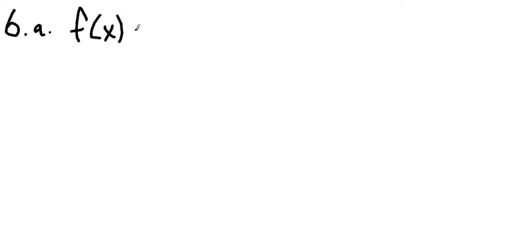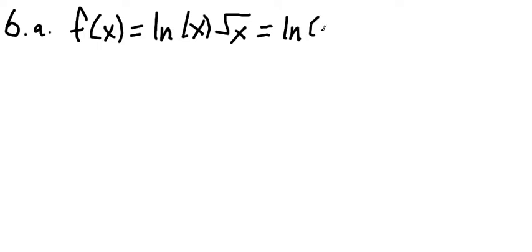So 6a gives us f of x is equal to the natural log of x times the square root of x. This is something where you need the product rule because it's log of x times the square root of x. It's a product of 2 non-constant functions. Now, it's always nicer to rewrite roots as powers of x, so I'm going to rewrite the square root of x as x to the 1/2. Now let's take the derivative.